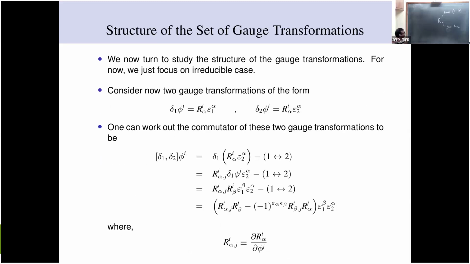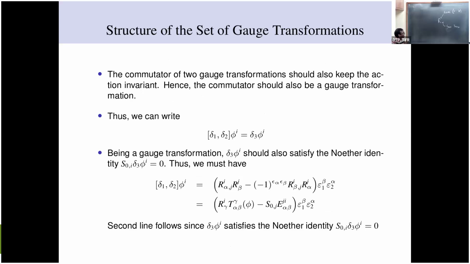So let's work out the commutator of these two gauge transformations. If you work out this commutator, again, it's simple algebra. So delta 2 phi I would be proportional to R^i_alpha epsilon 2 alpha. Then, since R can depend on phi, when you take the second variation there will be a derivative of this R, and the delta 1 phi will give you R. So in the end, you can show that you have this kind of structure: R^i_alpha with a derivative, and then R, where you basically vary the variation. So if you have this commutator of these two gauge transformations, this is what you get.